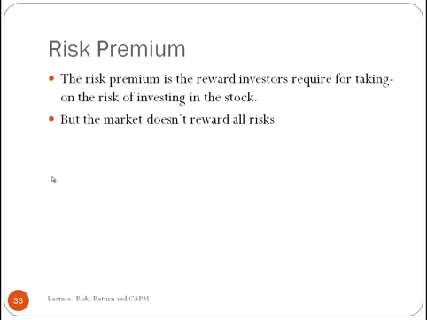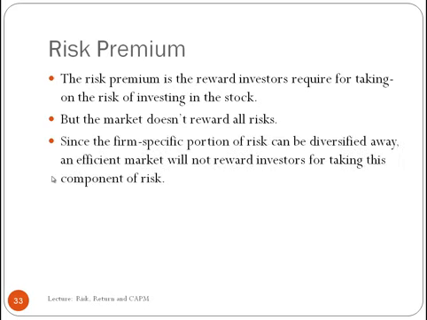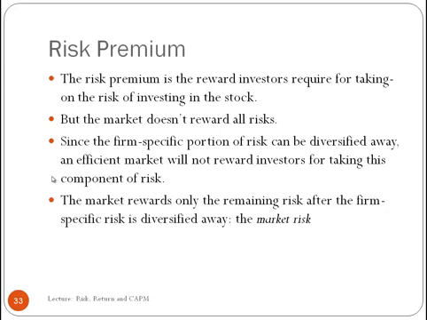Again, the market doesn't reward all risks. Right? It only rewards non-diversifiable risks. Since the firm-specific portion of risk can be diversified away, an efficient market will not reward investors for taking this component of risk. The market rewards only the remaining risk after the firm-specific risk has been diversified away. Right? The market risk. So the market level of risk is exactly what beta calculates.